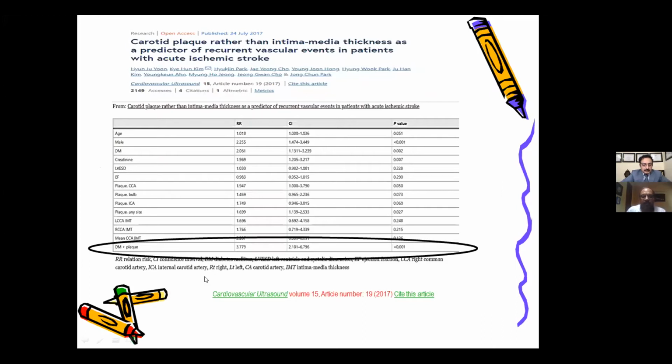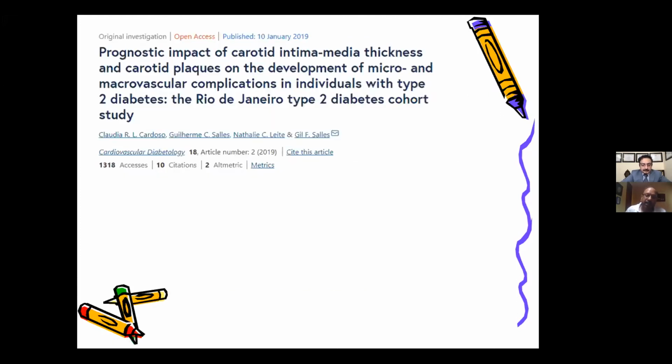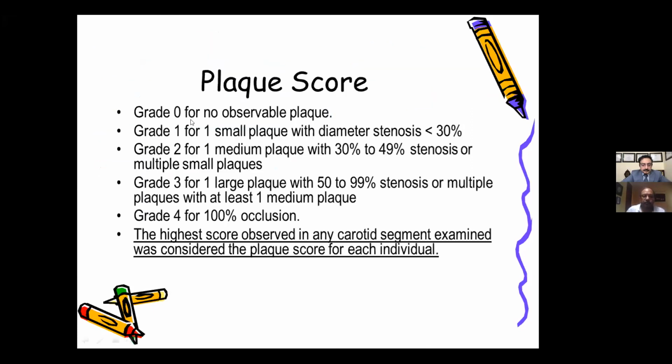In the preventive aspect of cardiology, diabetic patients should be evaluated for the presence of a plaque at the origin or at the carotid bifurcation of the common carotid artery. Now we can do plaque scoring by this. 0 is no observable plaque. Grade 1 is a small plaque, less than 30% diameter stenosis. Grade 2 is a medium plaque, 30 to 49% stenosis. Grade 3 is a large plaque, 50 to 99% stenosis, and grade 4 is 100% stenosis.